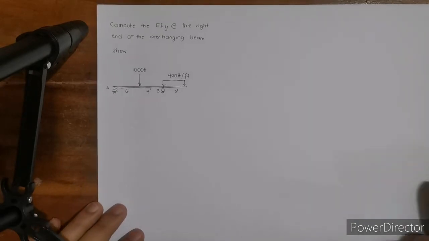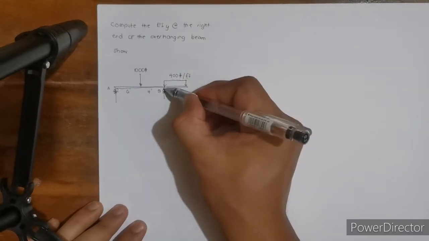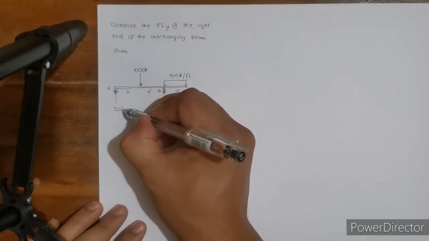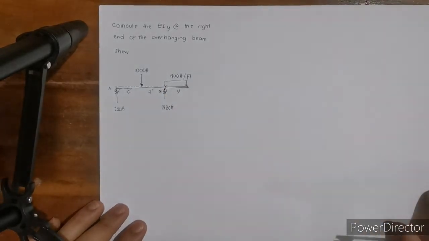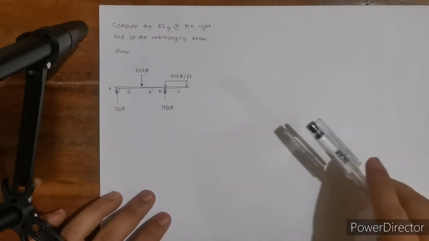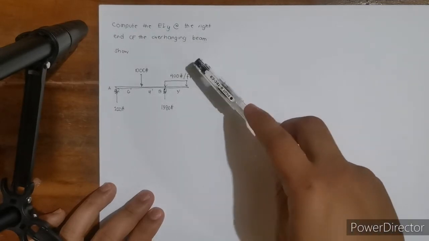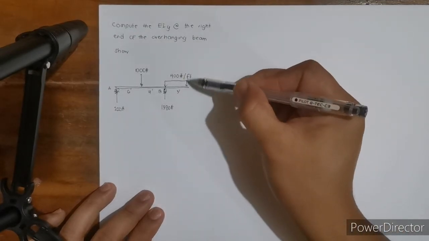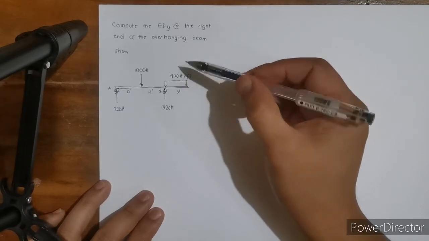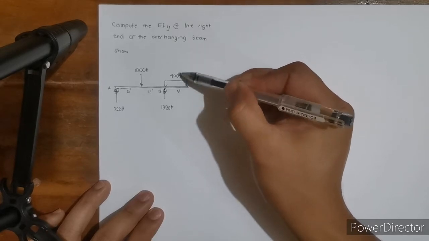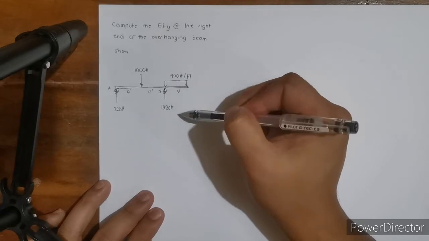Okay, since nakuha na natin yung reactions natin sa support at point A at point B, lagay lang natin dito. RA is 220 pounds. RB is 1,980 pounds. Next thing to do is to analyze the unknown. Pinapakompute mismo yung deflection sa right end ng overhang beam. So, para makuha natin yung y or deflection dito, isi-section lang natin mismo yung overhang beam natin.